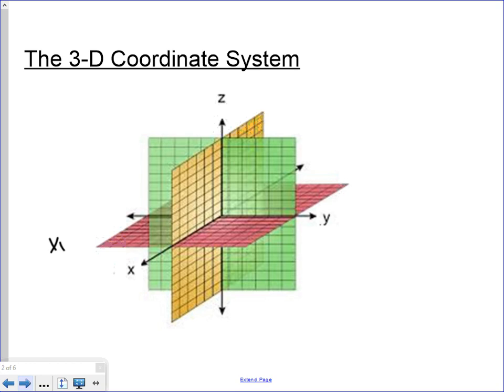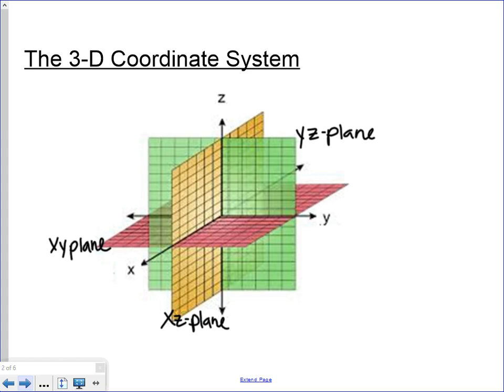In addition to creating the 3D space, we've created 3 different planes that we can name. So we have the XY plane, that's pink. And then we have the XZ plane, that's yellow, formed by the x-axis and the z-axis. And we have the YZ plane, that's in green, formed by the y-axis and the z-axis. And then instead of quadrants, we're going to have octants.